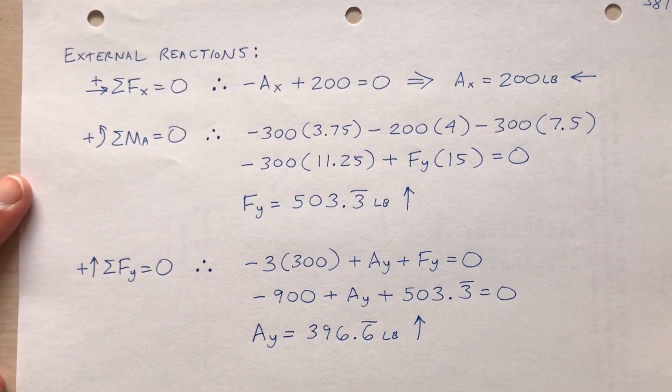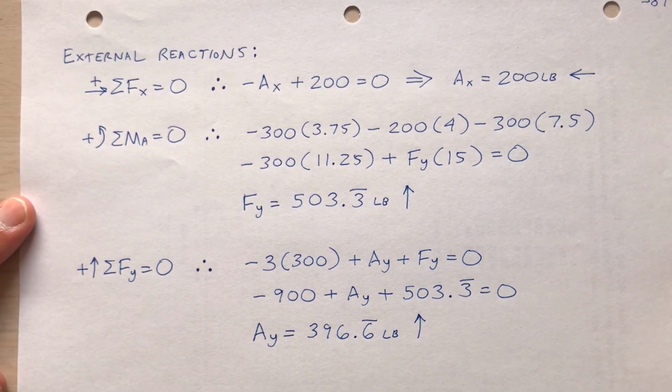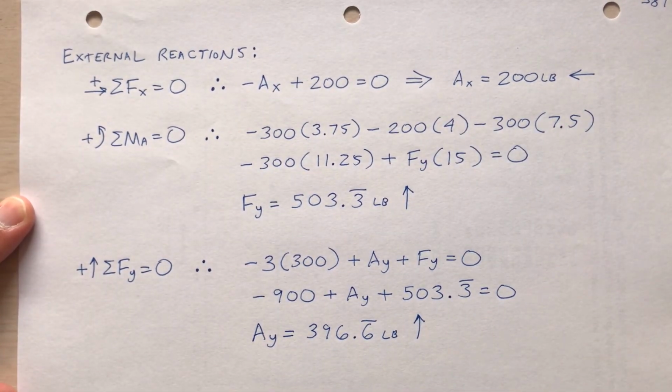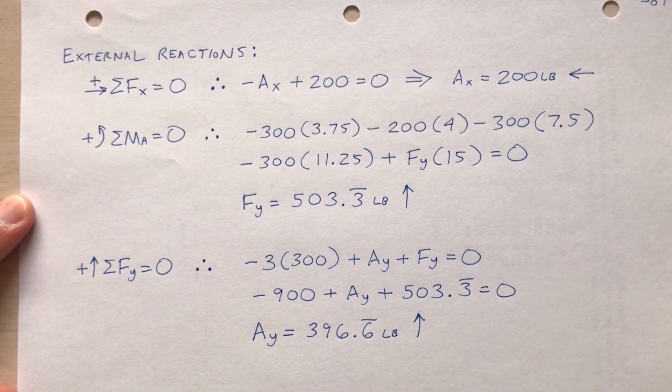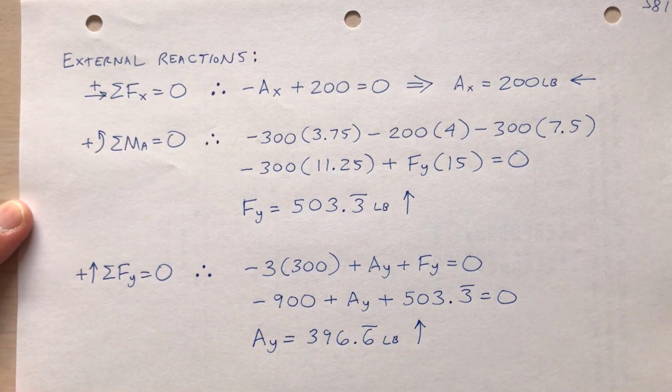Okay, so calculating the external reaction, sum of the forces in the x direction is 0. I get A sub x is 200 pounds to the left. The sum of the moments about point A is 0. I get F sub y 503 1/3 pounds. Okay, you know where I'm getting these numbers? And then the sum of the forces in the y direction is 0. So I get A sub y is 396 2/3 pounds. Pause the video and go back and look at my drawing of the truss if you don't know where these numbers are coming from. So I find my 3 reactions.